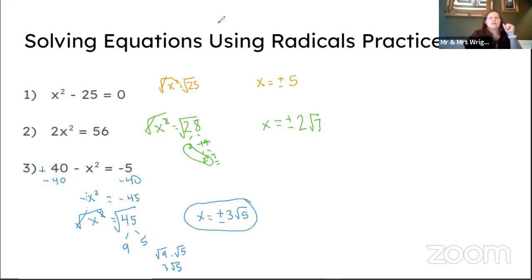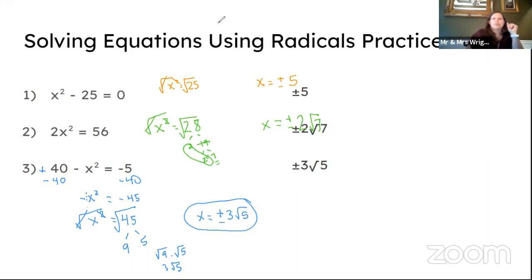Let's see where I put these numbers here for us. All right, ooh, I'm so close. Plus or minus 5, got that correct. This one's kind of on top of each other, but you can see it's plus or minus 2 square root of 7, which is what I have written in the green. Here we have plus or minus 3 radical 5, plus or minus 3 radical 5.